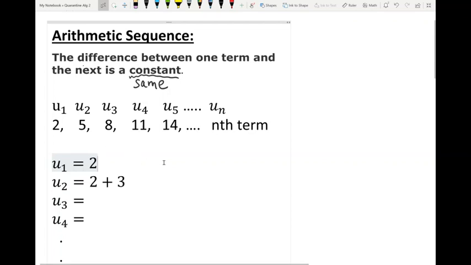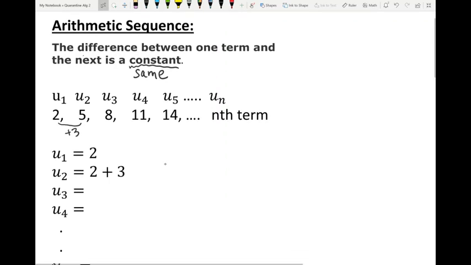The difference between 2 and 5, obviously, is 3. You add 3 to get to the next term. The difference between 5 and 8 is, again, 3. 8 and 11, it's 3. So you can see that the difference between one term to the next is always a constant, or the same number. In this case, it's 3.